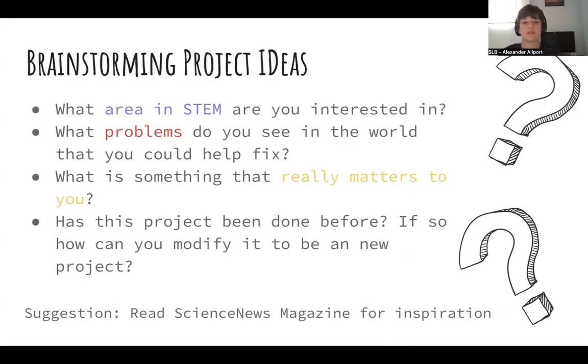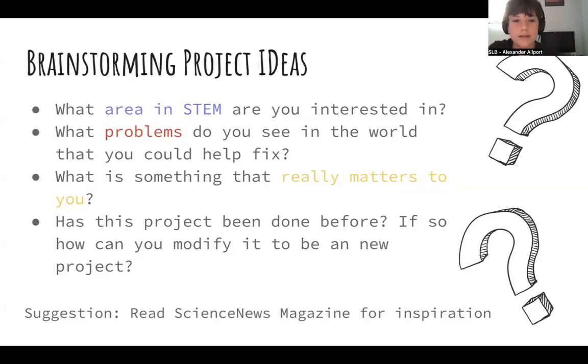First, to come up with your project, you should decide on what projects you're interested in, and what area. If you're interested in biology, you might want to do something related to that. Another tip for coming up with projects is finding problems that you see that you think you could help fix. What is something that really matters to you is another great way to come up with a project.